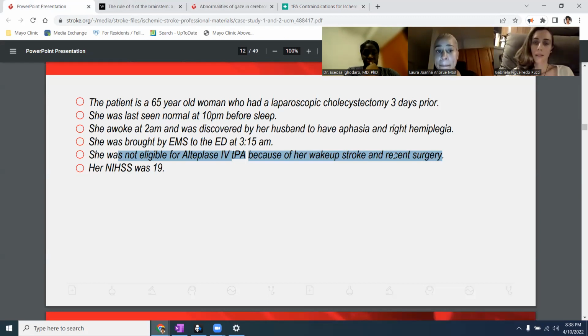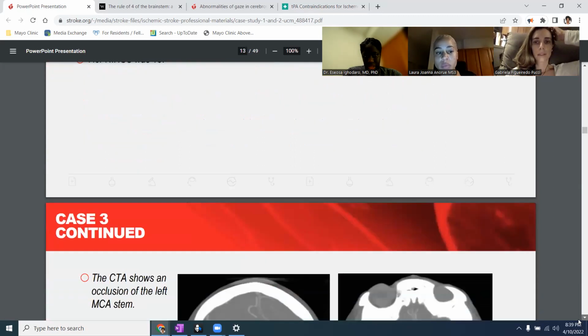So yeah, cool. Her NIH was 19, so we know she's not a candidate for TPA because of the window. So now the question is, could she be a candidate for mechanical thrombectomy?